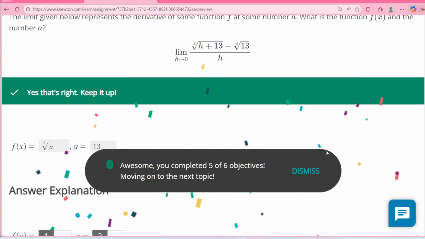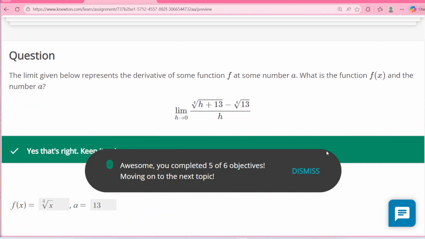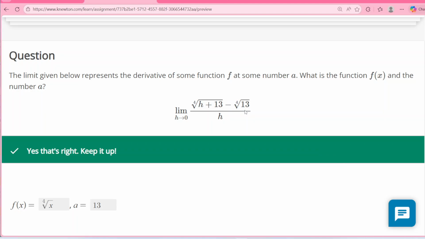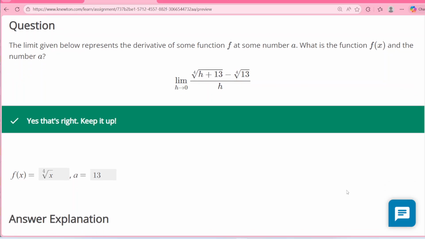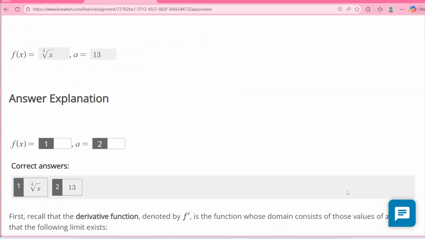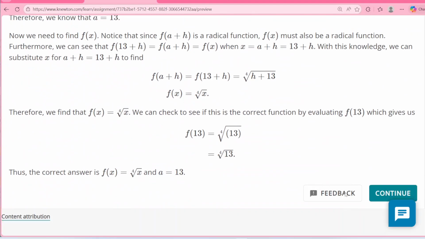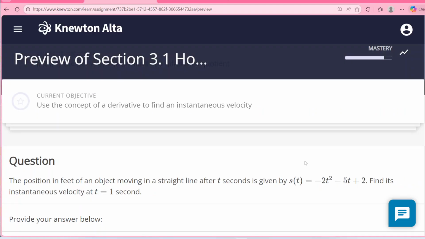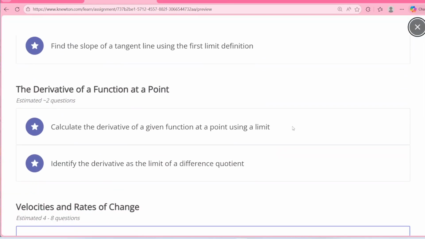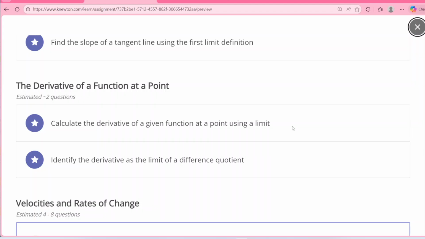Okay, so that one's done. I know there was one earlier with a quadratic or a polynomial involved. It was a little trickier, but hopefully these are relatively simple to identify: what function are you taking the derivative of and where are you taking the derivative at. All right, so we're done with that section. That was the derivative of a function at a point.